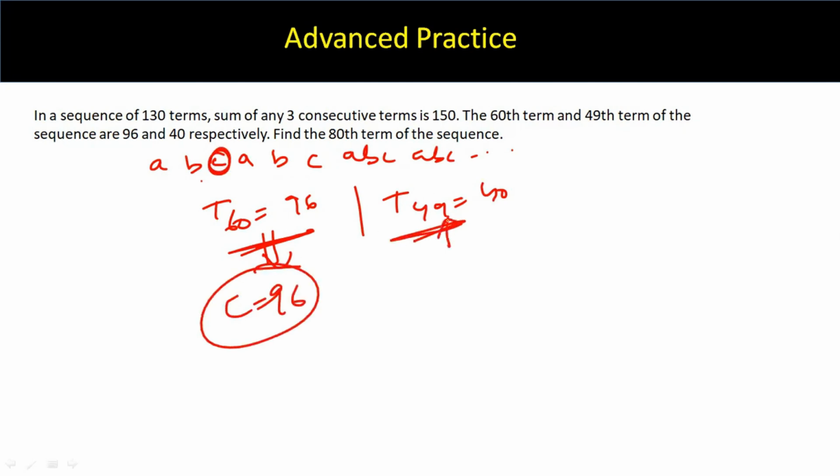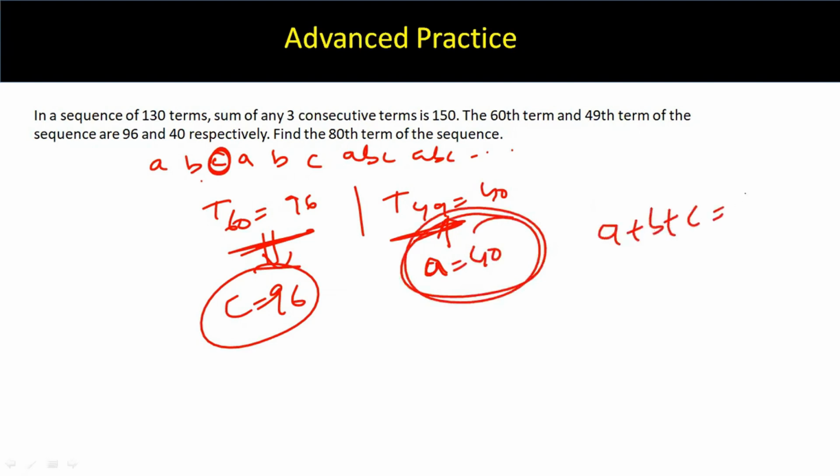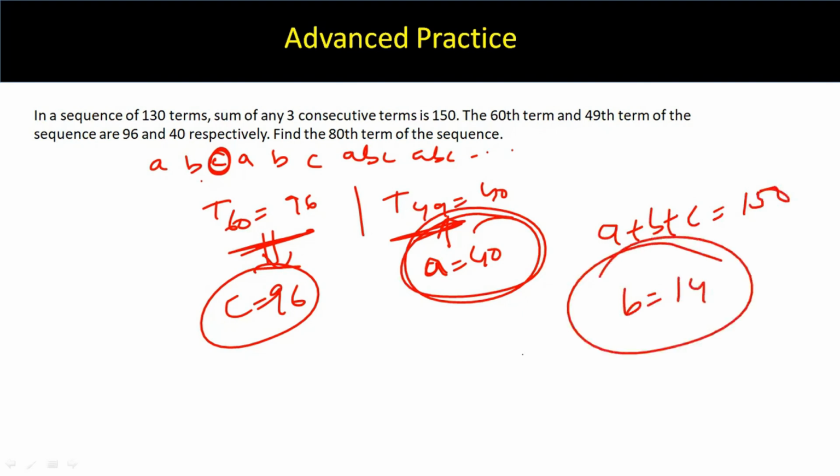49. Okay. What is the remainder of this? It would be A. Will be A, right? Yeah. Very good. And A plus B plus C is 150. So B is nothing but 14. Brilliant. Kishan. Really proud of you and very good.